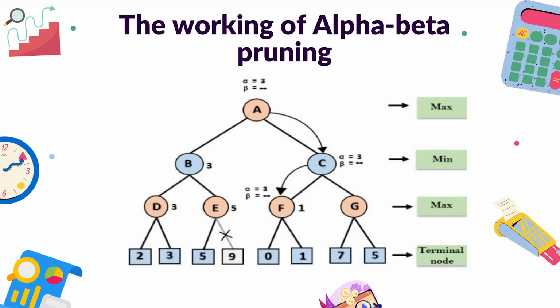So, you can see these changes in the diagram. You can see at C, beta is equal to infinity and alpha is equal to 3, and at F, beta is equal to infinity and alpha is equal to 3, and the value of F is equal to 1. So, now see the next step.